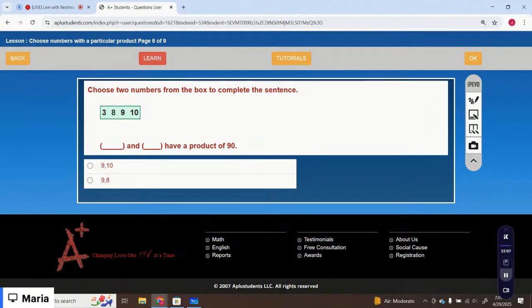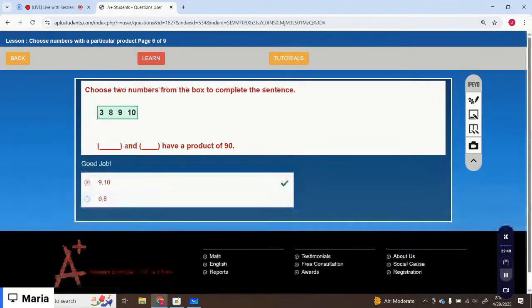Choose two numbers from the box to complete the sentence. Which two numbers have a product of 90? Which is the correct option? Very good. Option number one is the correct option. 10 times 9 makes 90.